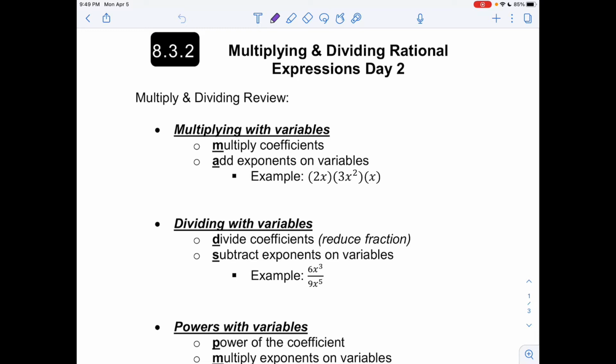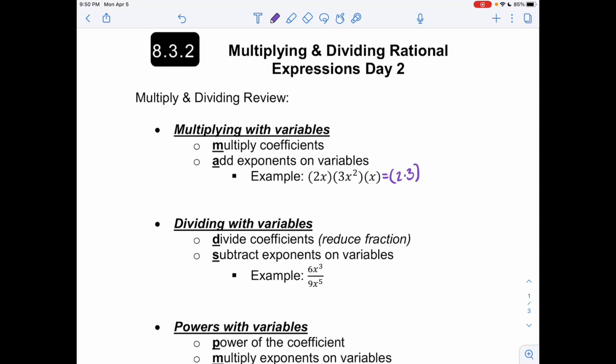So when you are multiplying and you have variables involved, any coefficients that you have are going to multiply and exponents on variables will add. So for example, here I have a 2x times a 3x squared and times an x. So that means that the coefficients will multiply. That's going to be 2 times 3.